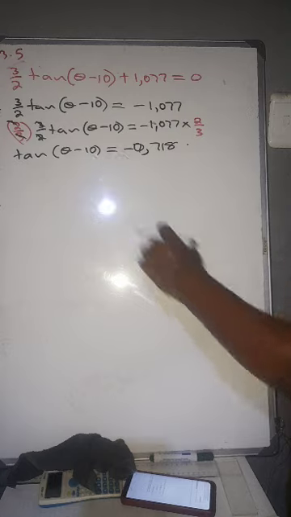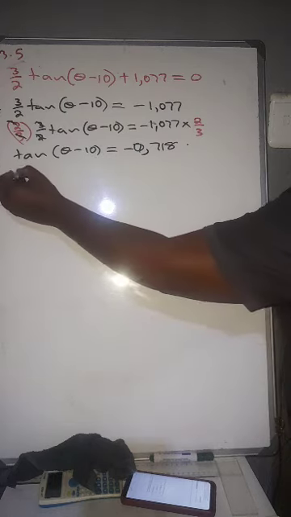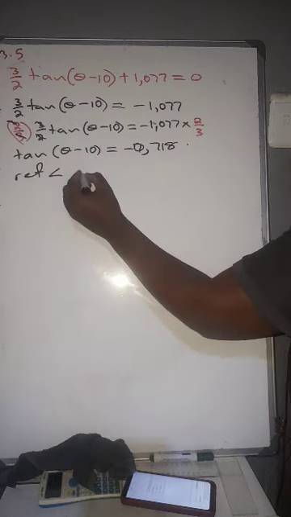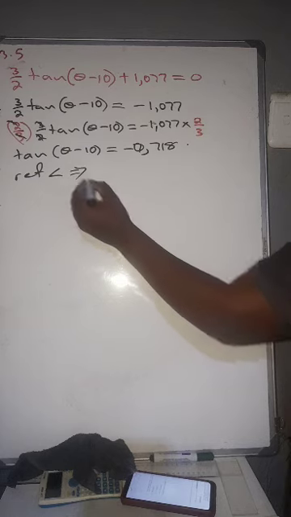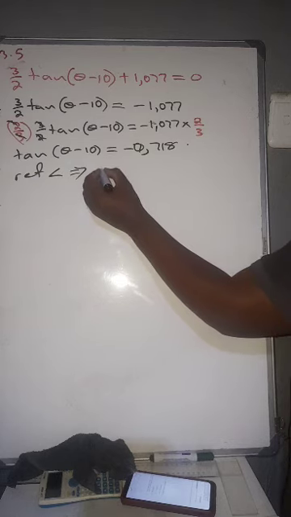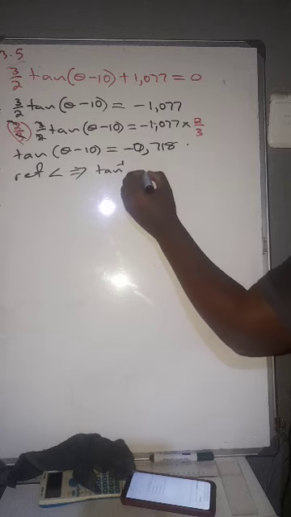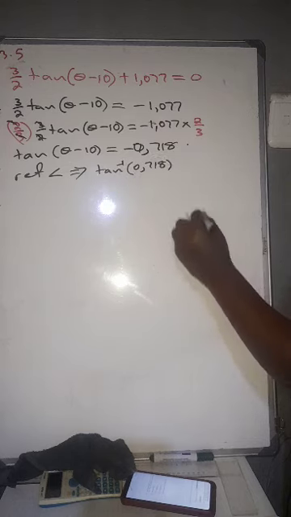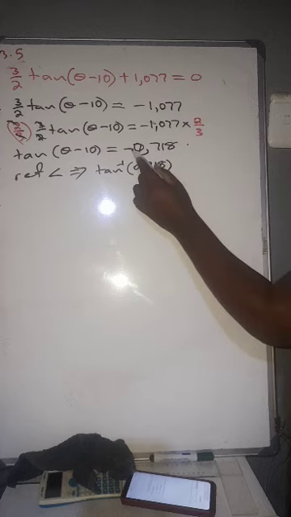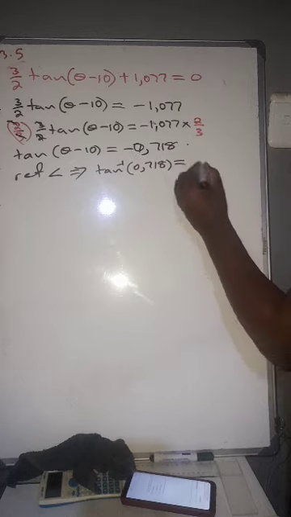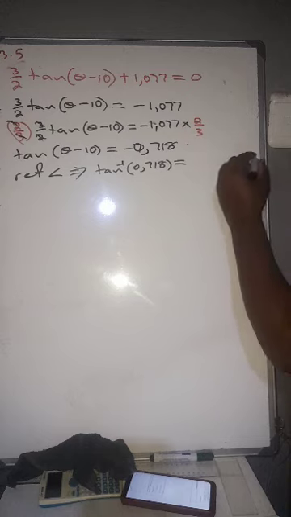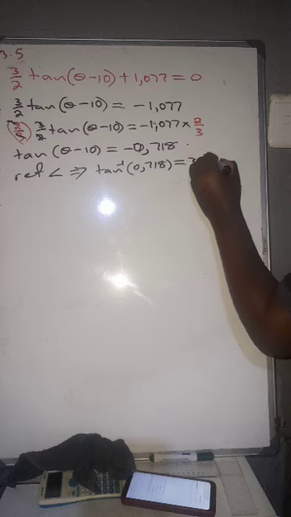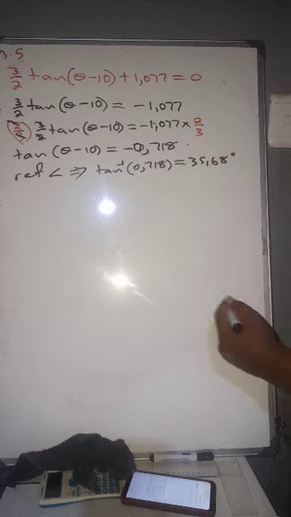0.718. This you only deal with it right at the end. You now need to get the reference angle there. Your reference angle will be equal to the second function of tan 0.718. When you are getting the standard form, ignore the negative. You only use the negative later on. So this is 35,68 degrees. That is your reference angle.